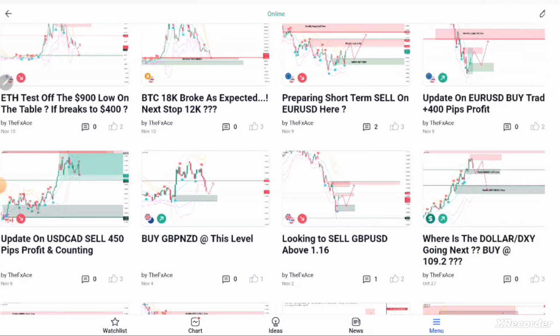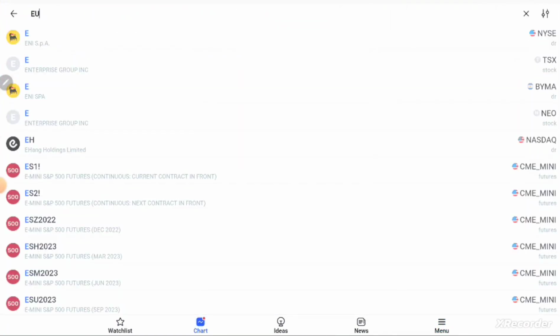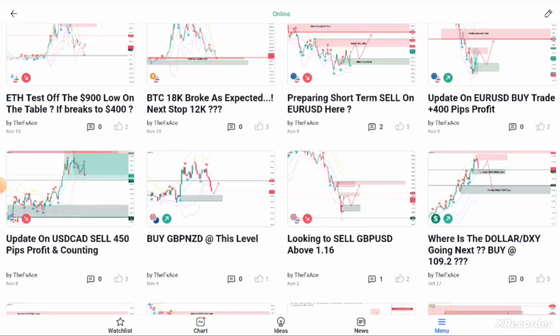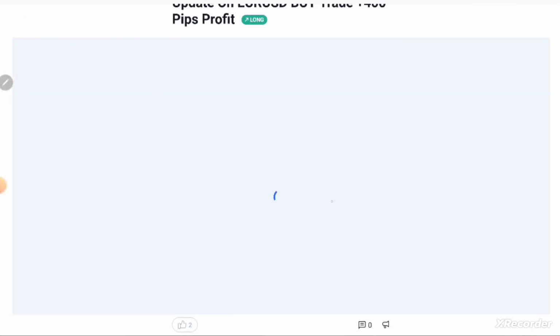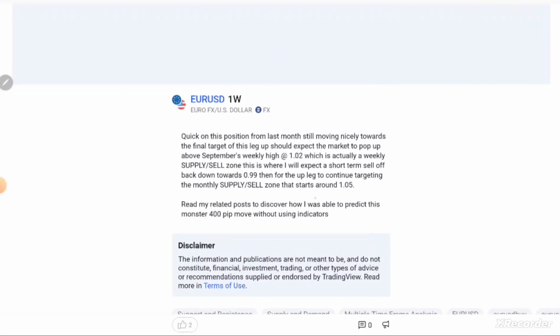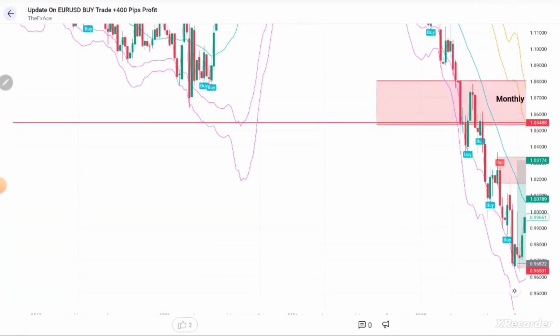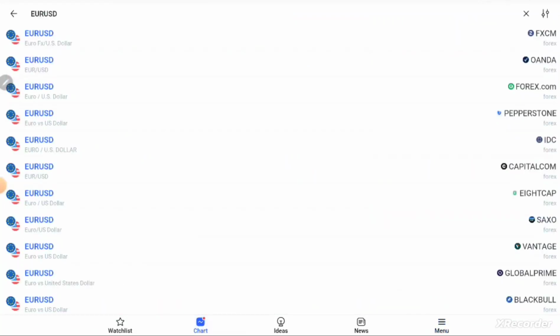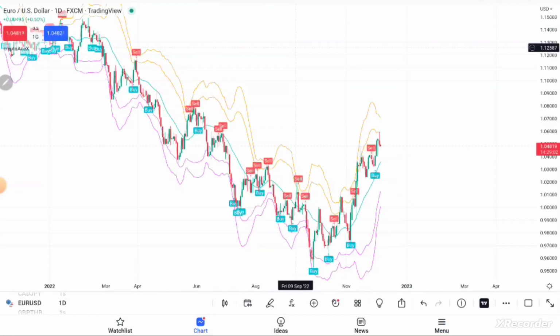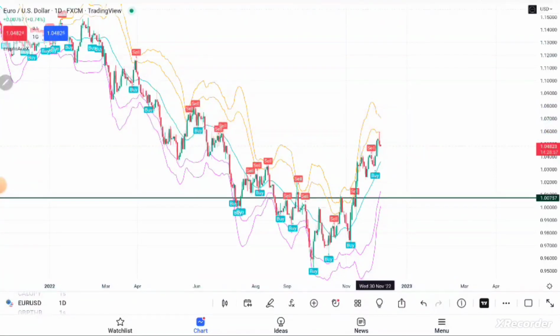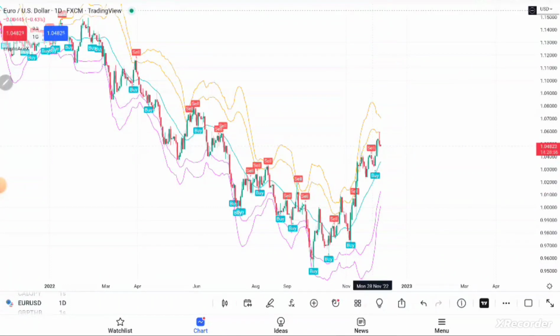So let's head over to the charts to show you this again. Euro USD. It just hit 106. Where was the target off this trade? We're targeting 105, which is actually just hit 106. Euro USD. We'll just delete all the setups again.